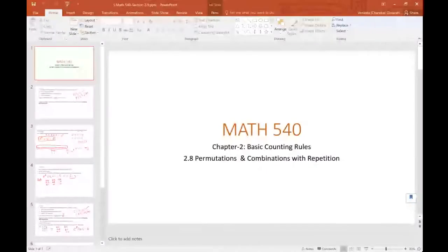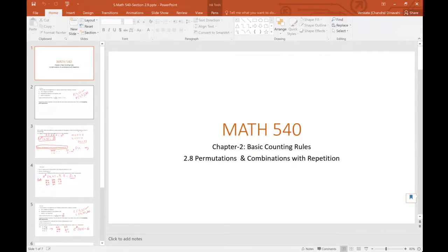Okay, guys. So I hope you all can hear my voice, and I think you can see the PowerPoint presentation as well. This time I'm going to do section 2.9, permutations and combinations with repetition. This is not 2.8, this is 2.9. So that is a typo there.